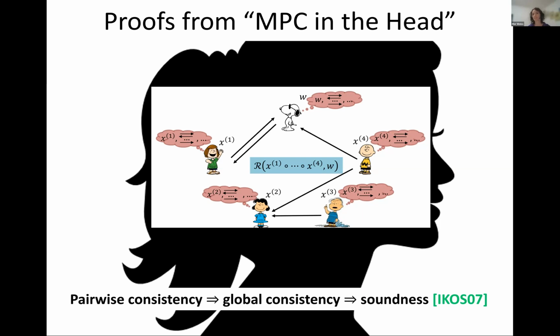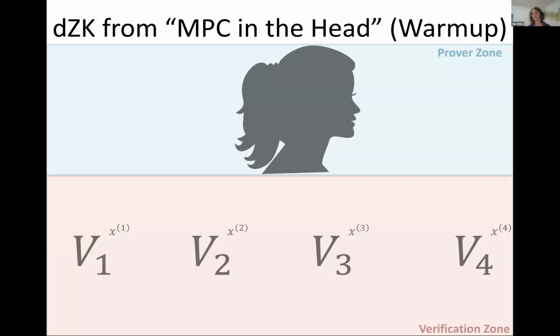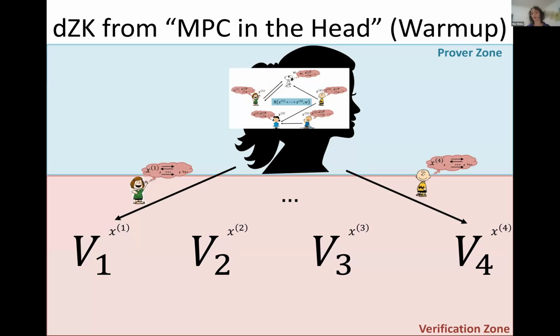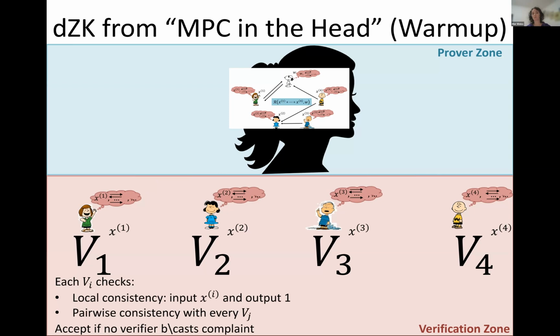So this already gives us a template of how to design distributed zero-knowledge proofs. The idea is for the prover to execute the MPC in her head on behalf of the verifiers, and then send each verifier his view in this interaction. And now the verifiers just need to check pairwise consistency. So every verifier will locally check that his view is correct, and each pair of verifiers will exchange the messages and check that there is pairwise consistency. If some verifier notices an inconsistency, he'll complain, and if someone complains, we reject.